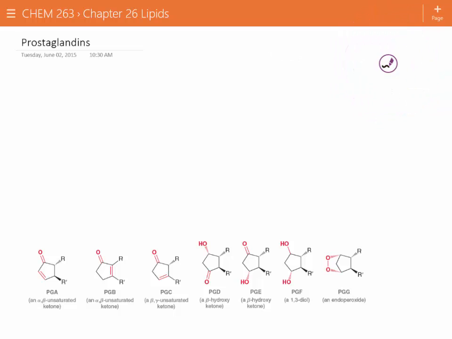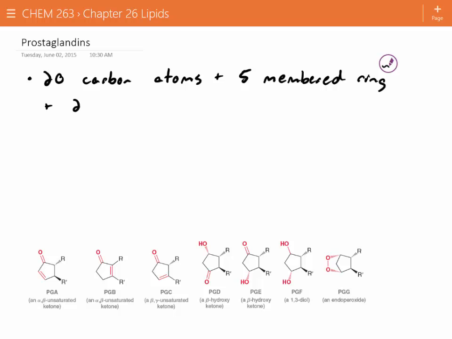So on the bottom of the screen, I've got a list of the different classes of prostaglandins. Like we said, they have 20 carbon atoms plus a 5-membered ring plus 2 side chains.